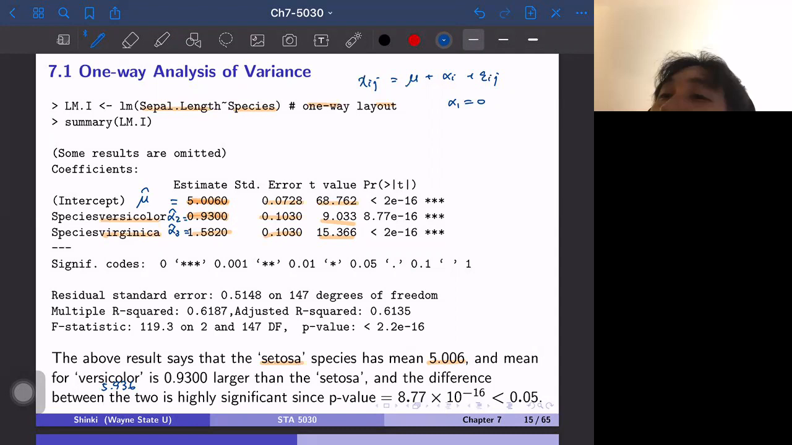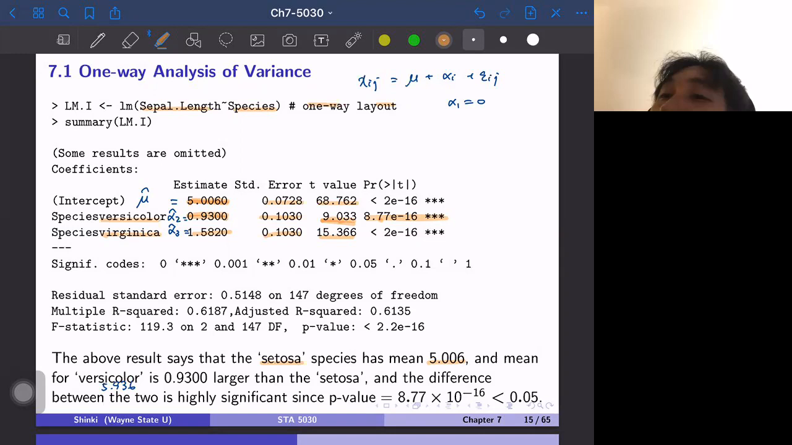The difference between the first level, the setosa, and the versicolor is significant because we have a p-value less than 8.7 times 10 to the power negative 16. So it's highly significant. You can see that if the t-value is usually larger than 2 or so, then it's significant at 5% level. Here it's 9, so it's pretty large. So versicolor is significantly larger than the setosa.